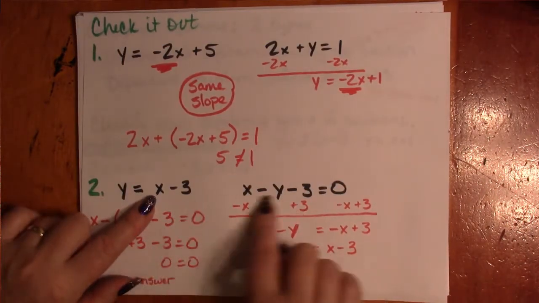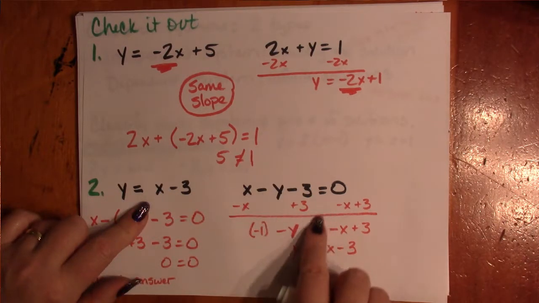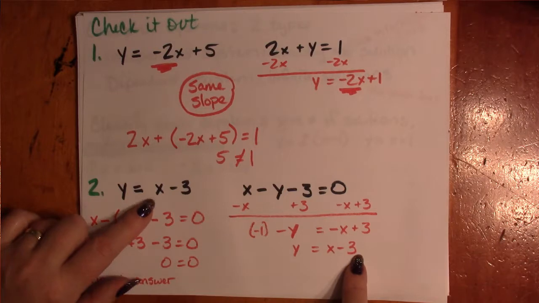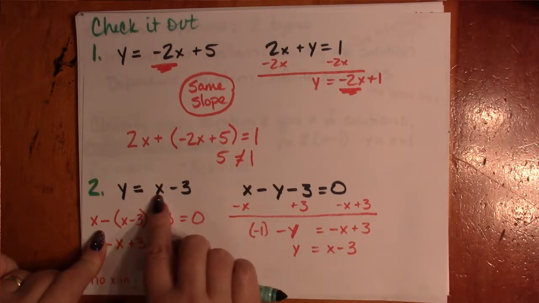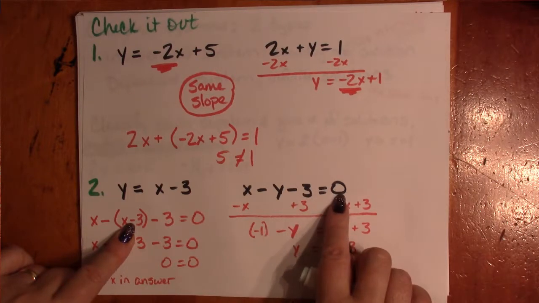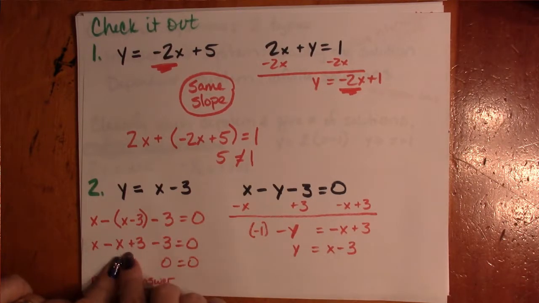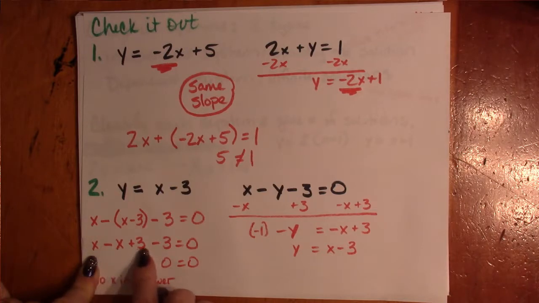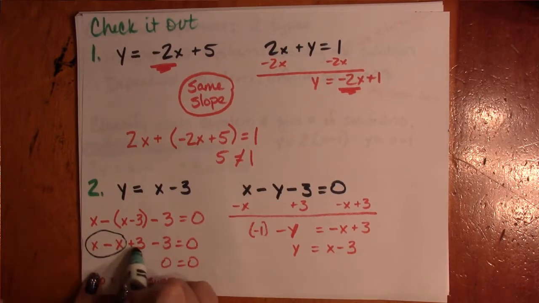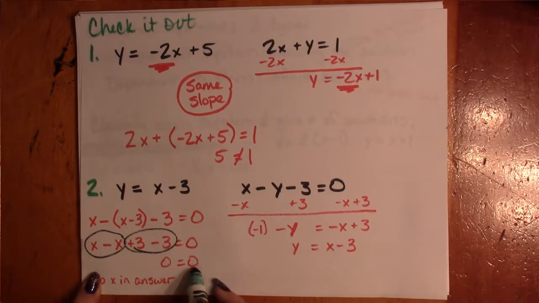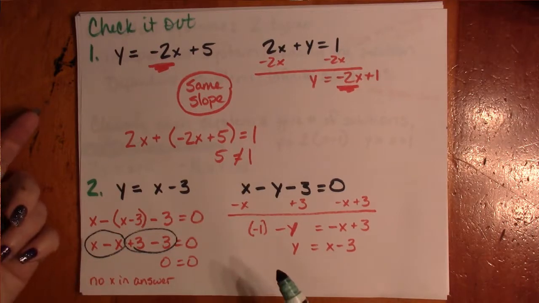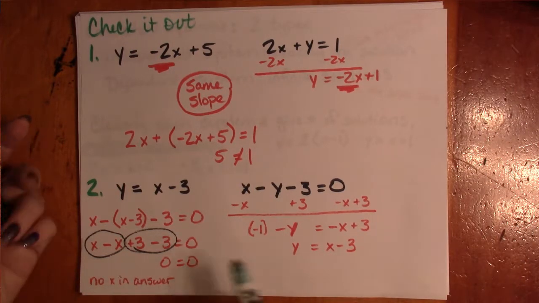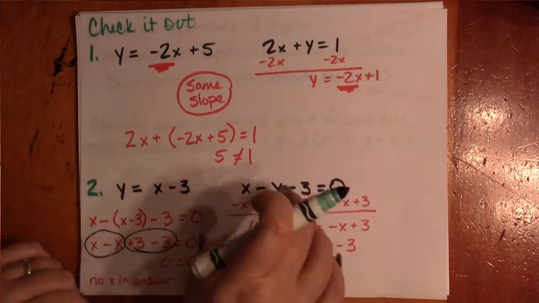Check it out number 2. The first thing I tried is to make them both into y equals mx plus b. And here I have y equals x minus 3, so it shows here that they are the same line. I also substituted this in for this y, so x minus (x minus 3) minus 3 equals 0. And when I distribute that negative, I get x minus x plus 3 minus 3, so these two cancel out and these two cancel out, and I end up with 0 equals 0. There's no x in here. When I solve for y, it totally takes both y and x out of the equation, which means there are infinite solutions, which means these two are the same line.